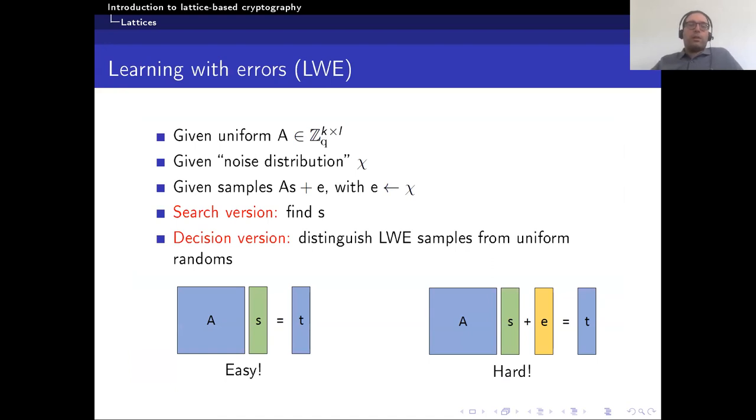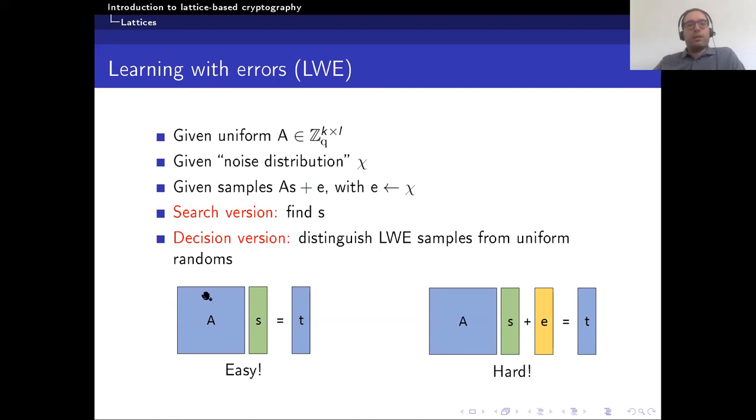One of the most interesting versions of the lattice is learning with errors. LWE, or learning with errors, is a type of lattice-based crypto system which can be used for building encryption and decryption algorithms. So suppose that matrix A is sampled from a uniform distribution. Then you also have a noise distribution.